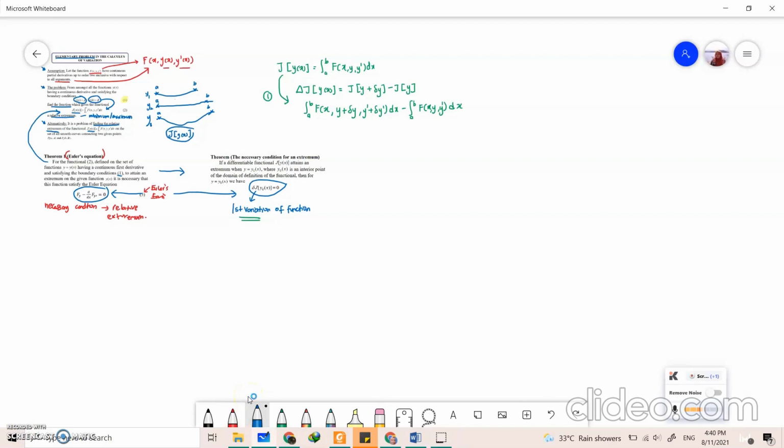Alright, so our next step here, now we have an integrand of f(x, y + delta y, y' + delta y') minus the integral from a to b of f(x, y, y'). So this is quite challenging to expand, and we need to use a Taylor series expansion of multi-variable. In order to expand this, we need to use the Taylor series expansion of multi-variable.